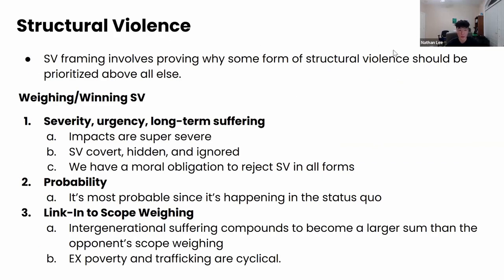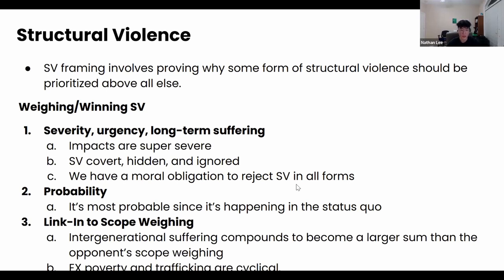Okay, so SV framing involves proving why some form of structural violence should be prioritized above everything else. When you're trying to read SV, the way you weigh this is using the following mechanisms. First, the severity or urgency or long-term suffering. This general group of weighing has arguments that they're super severe, so like poverty or a form of suffering in a quality of life situation. You also say that because SV is ignored right now, it always has to come first on your ballot. You also bring in moral arguments as to why dehumanization should be prevented in debate.